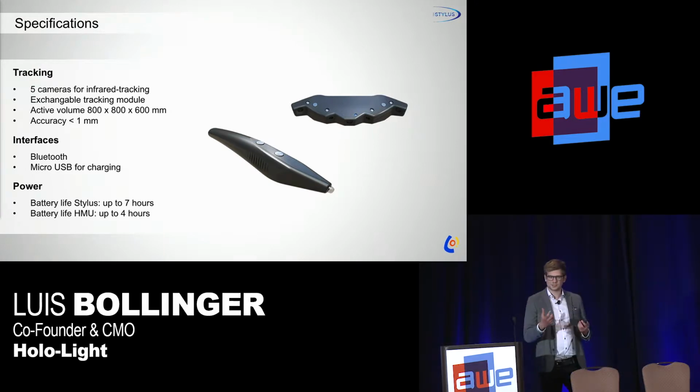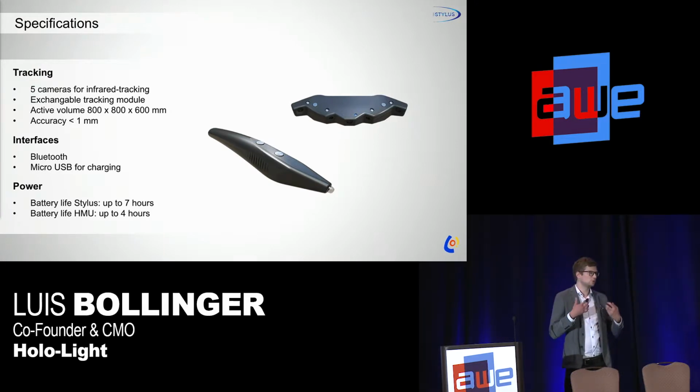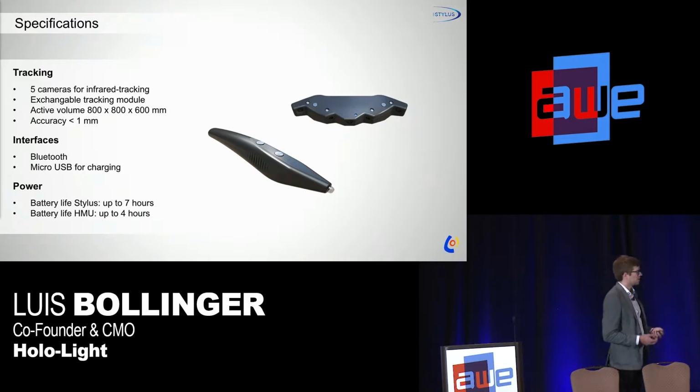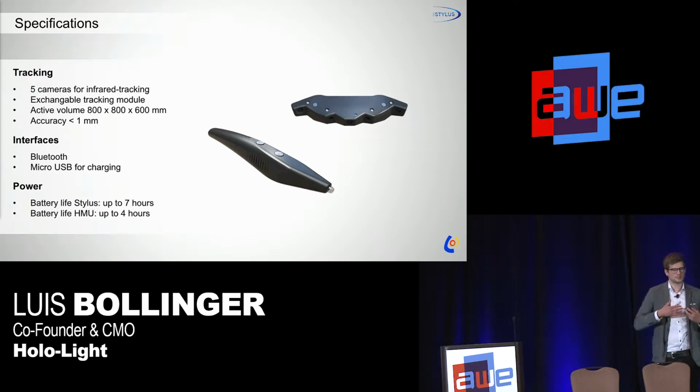Besides the Holo-Stylus itself, we use our own tracking unit. This tracking unit is exchangeable and it includes 5 cameras with infrared tracking. So basically, you put it, for example, on a head-mounted display, and then you can use it to track the pen. The active volume, meaning the area in which you can use the pen, is 60 centimeters to 80 centimeters. So it's basically the whole area in which you can use your hands. Within this area, you can use the stylus.